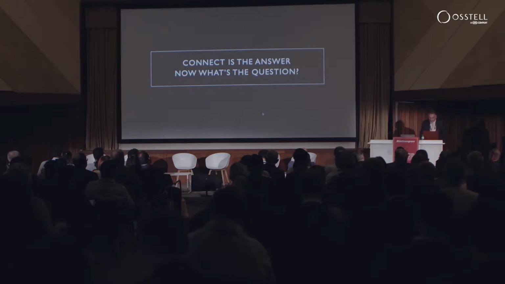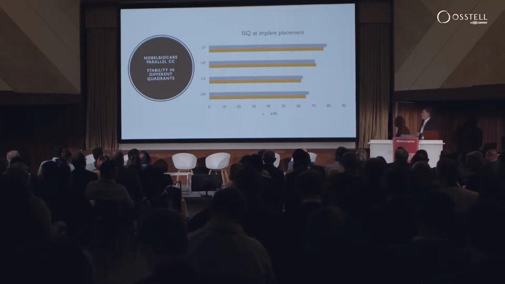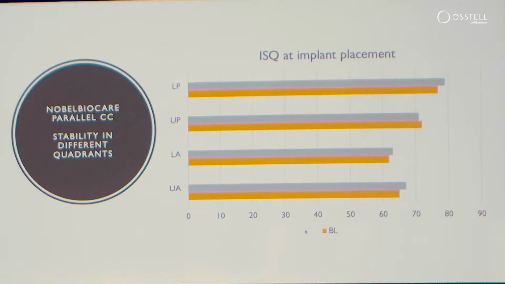So let's have a little look. Let's pick a Nobel Biocare Parallel implant, CC, its stability in different quadrants. So there's upper anterior, upper posterior, and lower posterior. No big surprises. The grey and the orange are buccolingual and mesiodistal. But I like things where there are no surprises because it helps to validate it for me. So when I do see differences, I can start to understand them.